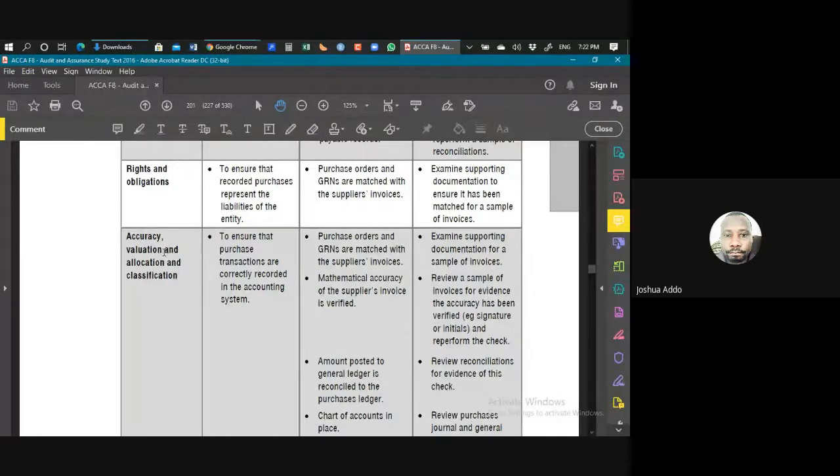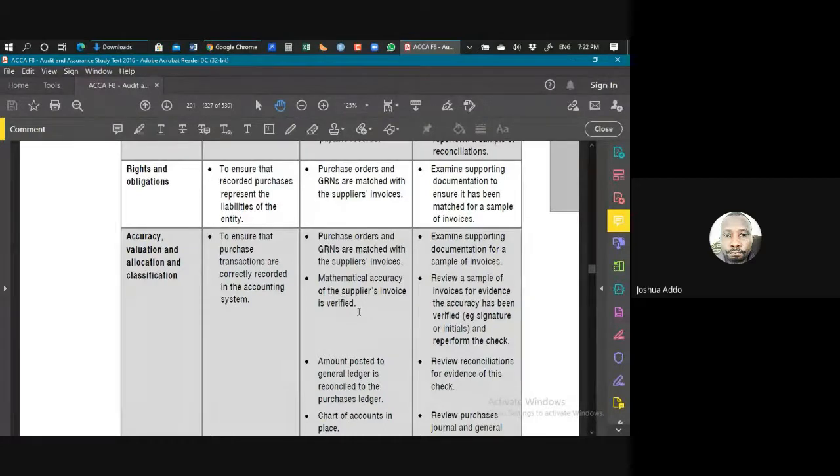Valuation purposes, trade payable as we have it reflect what the accounting standards are saying. If there needs to be some write down, all of this valuation stuff, you understand it better than I do. So let's see the controls that we can set up to ensure this objective. Purchase orders and GRNs are matched with the supplier's invoice. That actually helps in achieving accuracy. Mathematical accuracy of the supplier's invoice is verified.